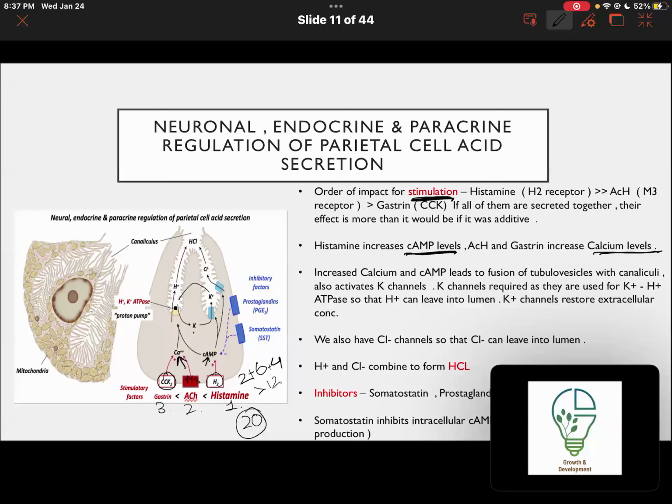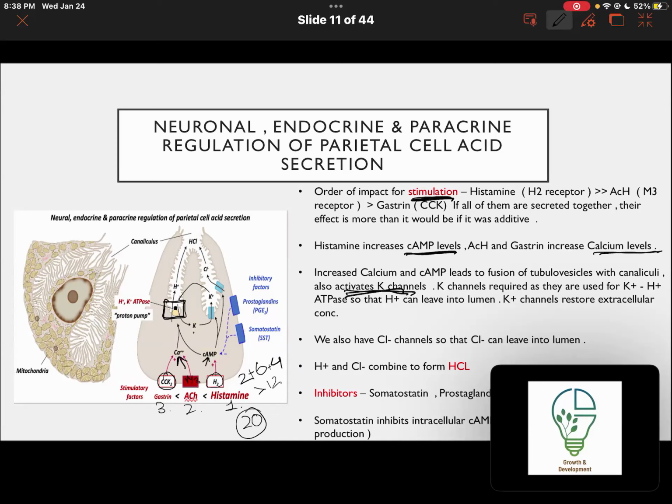In addition to an increase in surface area, it also activates potassium channels. So when cyclic AMP and calcium rise, they activate potassium channels. The potassium channels are required as they are used for the potassium hydrogen ATPase. So this guy right here, the potassium channel, is used because it helps in the activation of the potassium hydrogen ATPase. And why is this important? It's because hydrogen can then leave into the lumen. This hydrogen can exit the cell and go into the lumen because of this hydrogen potassium ATPase.